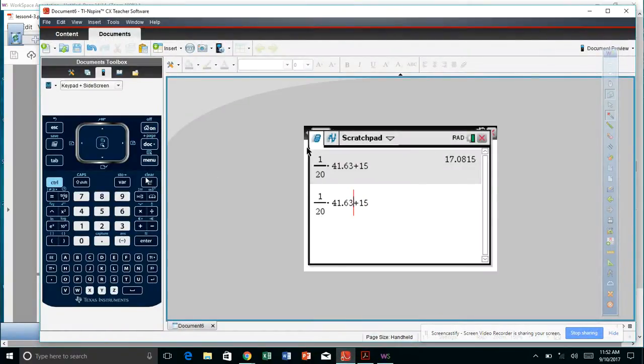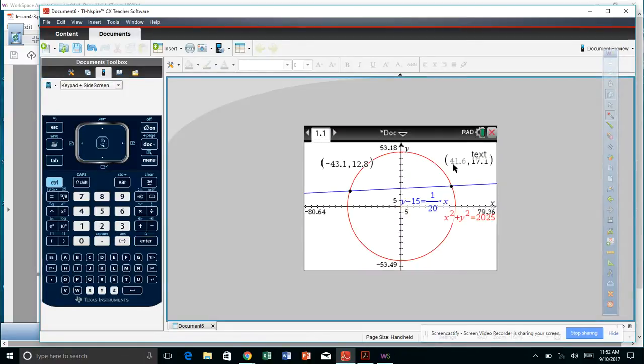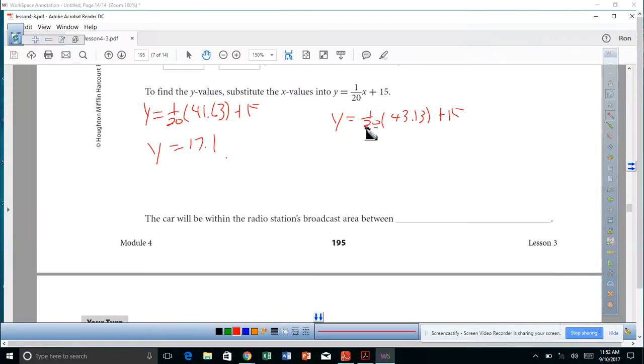put in negative 43.13, and it's 12.84. Well, let's check our calculator. What did we get? We got 12.8 right there for negative 43.1. All right, so let's just go back. So y equals 12.84. So our solutions are, and that was supposed to have been negative, wasn't it? Yeah, that's negative.